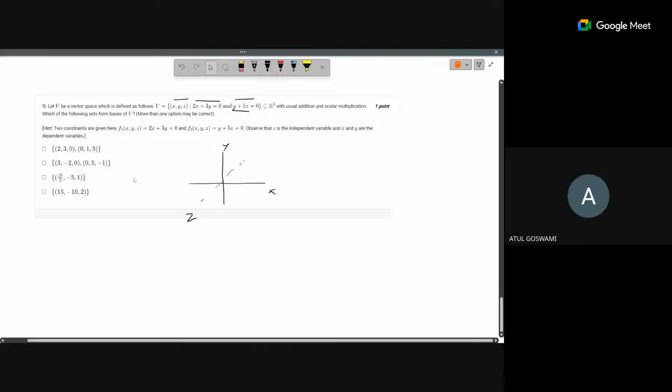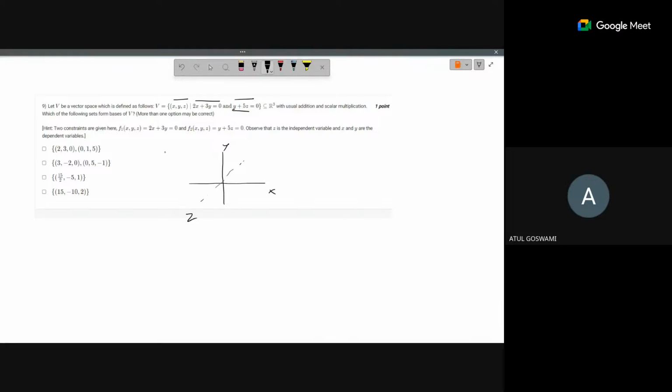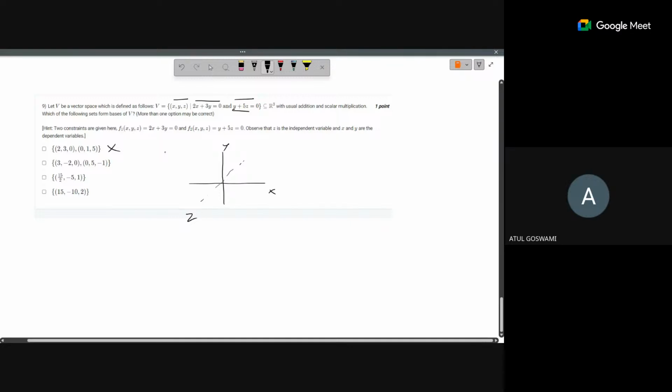Suppose the first point is 2, 3, 0, and check it in the second condition. The second condition has y as 3 and z as 0, so it is not satisfied. Understood? Because it is saying "and", the first is not true. And which option is true? Can someone tell me which? Third and fourth, third and fourth.